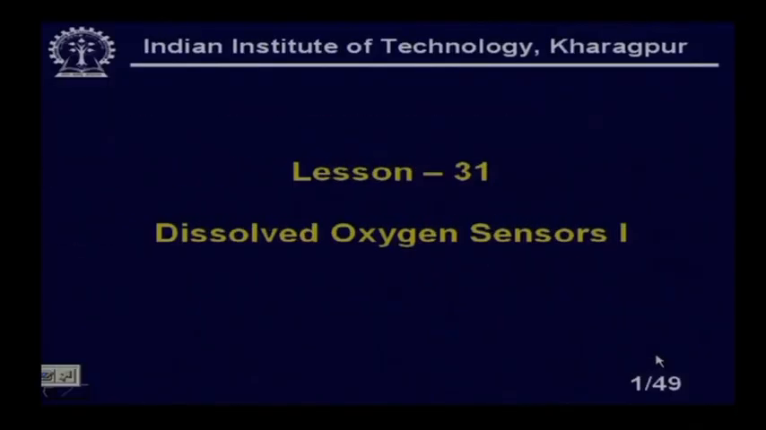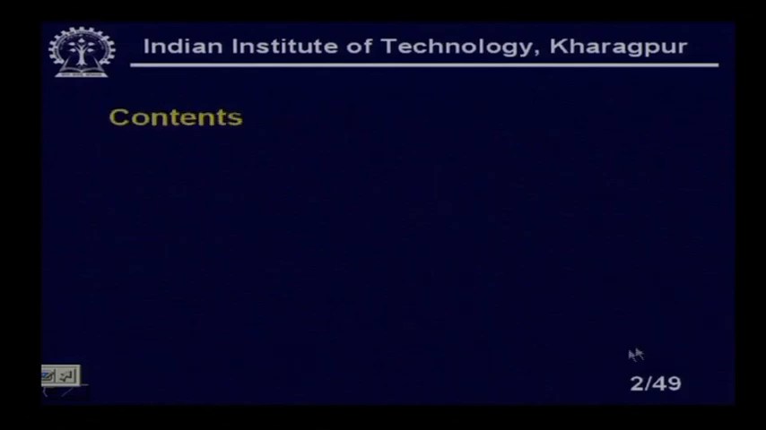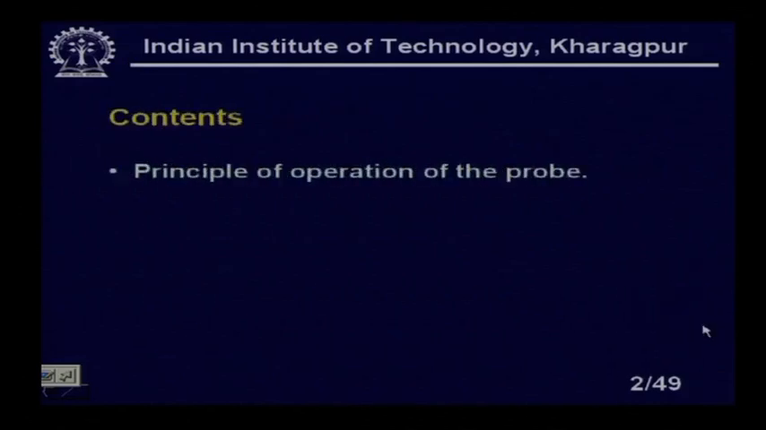Now, let us look at the contents of this lesson 31. Dissolved oxygen sensors. We will basically see this is a probe actually. The signal conditioning circuits, all those things will be discussed later on. So basically, like a pH probe, we will discuss here the dissolved oxygen probes. We have anode and cathode. We'll see all this in detail. So, we'll discuss the various constructions. What is the theory behind this? What are the chemical equations inside this? All these things will be discussed. The typical constructions, dimensions, all those things will be discussed.